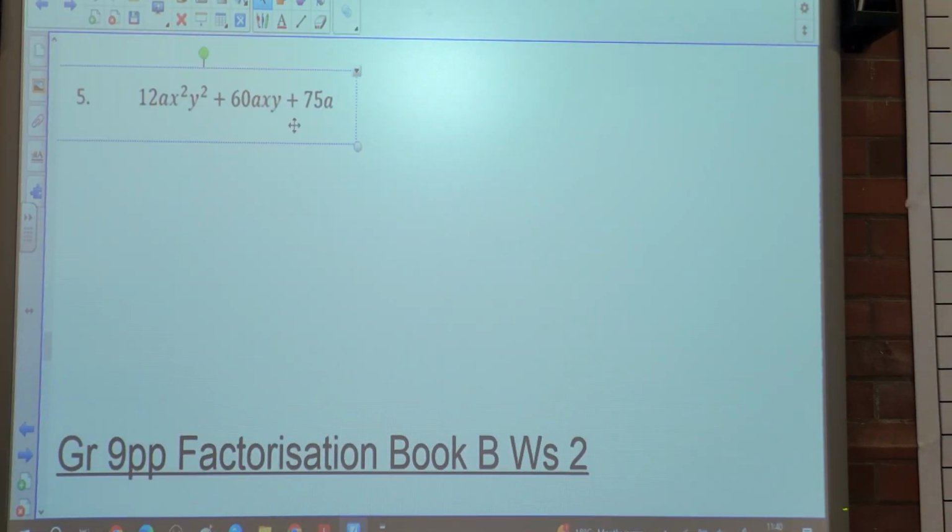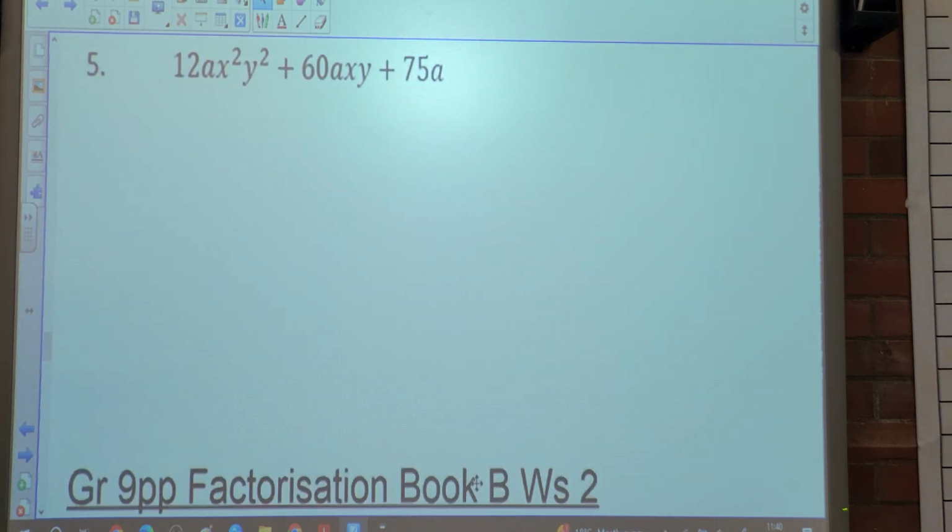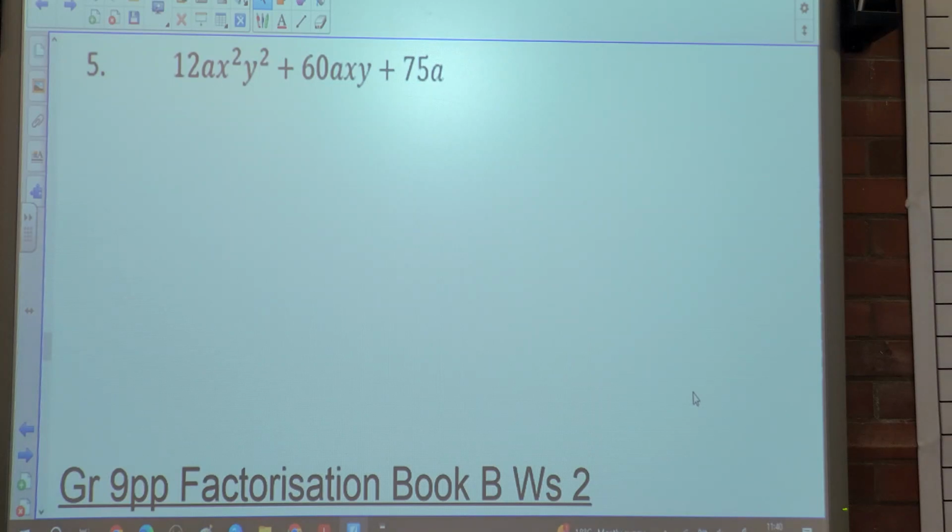Are you finding this factorization easy, no? It's going to be worth a lot of marks. Okay. So, this is going to go into algebraic fractions as well, which makes it worthwhile knowing how to do all types of factorization. Okay.